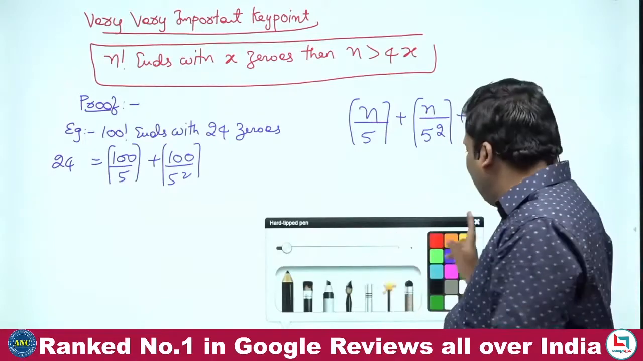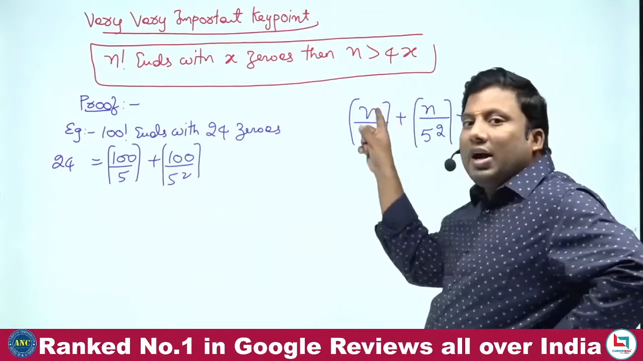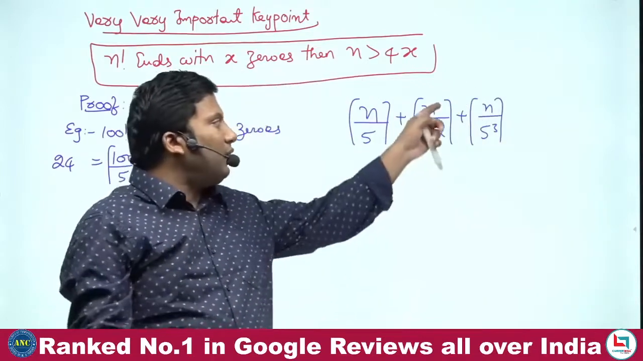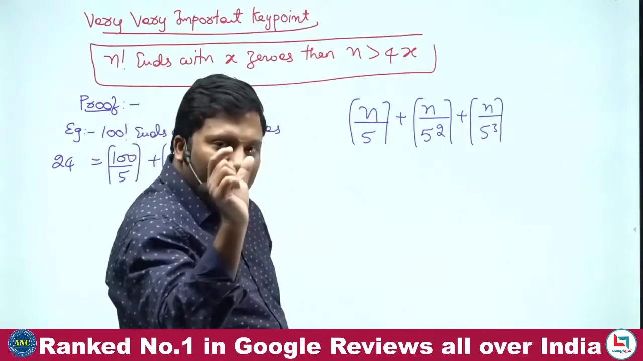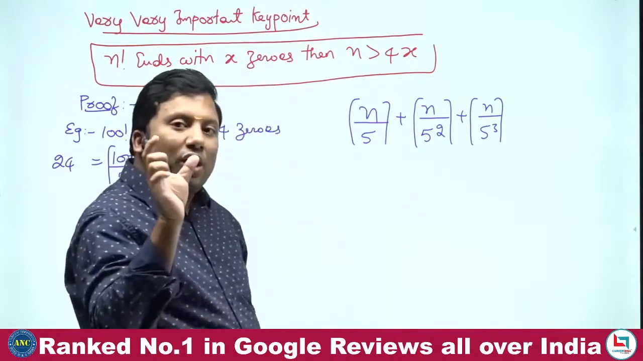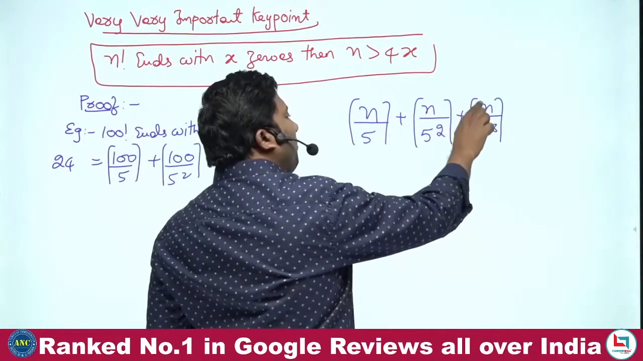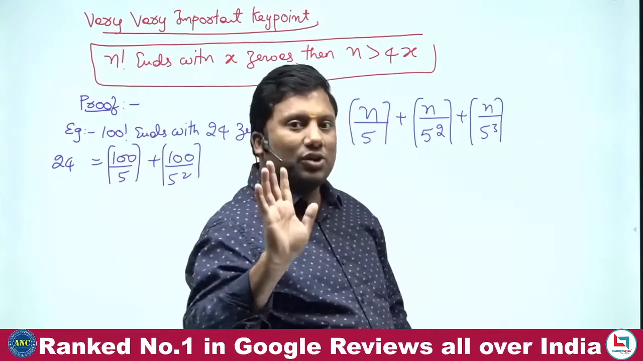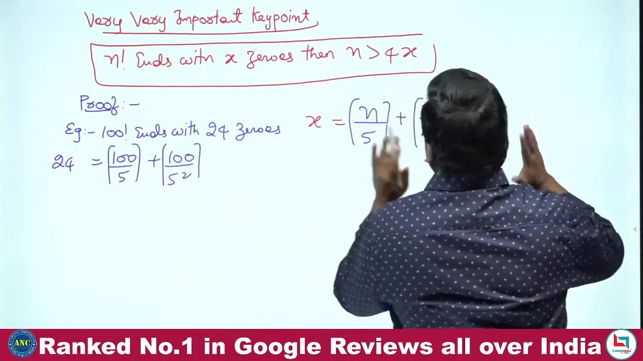If the value of n is 100, it will stop at 100 by 5, which is 20, 100 by 25, which is 4, 100 by 125, it is 0, 100 by 5 power 4, it is also 0. If the value of n is 100, it is stopping at the first 2 points. If the value of n is 1000, 1000 by 5 is possible, by 25 possible, by 125 possible, by 625 also possible. It is a finite series.